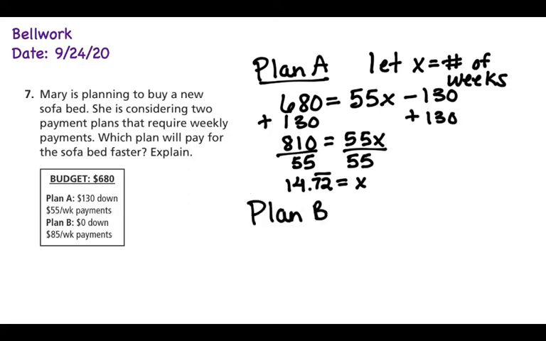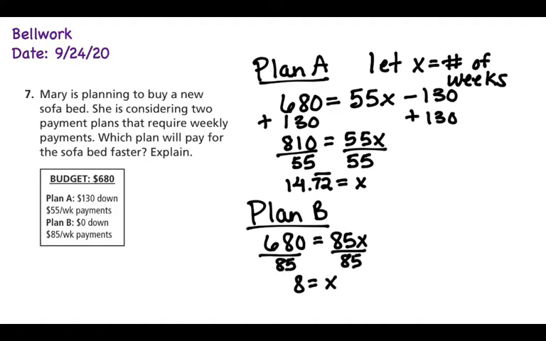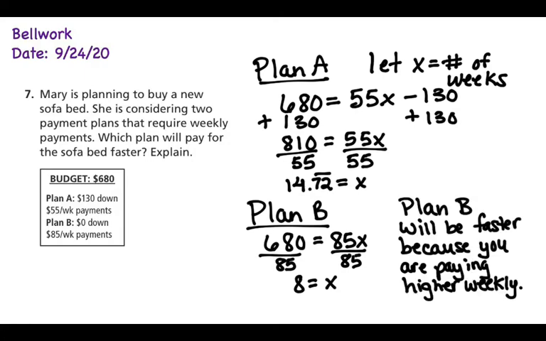And then for plan B, we have no down payment, so there won't be any y-intercept, but we're going to pay $85 a week. So when we divide by 85, you get 8, which means if they choose plan B, it will be faster because you're paying at a higher weekly rate. So after a couple weeks, you've already paid that 130, and then if they continue at 8 weeks, plan B ends up being faster, paying it off.